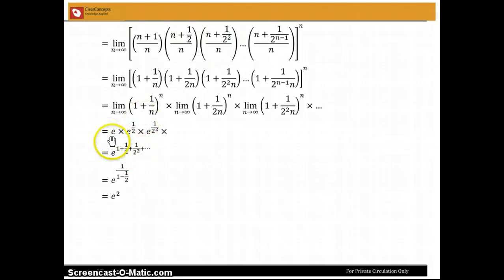This one becomes e, the second one becomes e to the power half, the third one becomes e to the power 1 by 2 squared, etc., etc. So using the theory of indices, we get e to the power 1 plus half plus 1 by 2 squared, etc., etc. And what's in the index is a GP. First term is 1, the common ratio is half, and it's an infinite GP, so its sum would be 1 by 1 minus half. So we get e to the power 1 by 1 minus half. The index evaluates to 2, and so we get e squared.